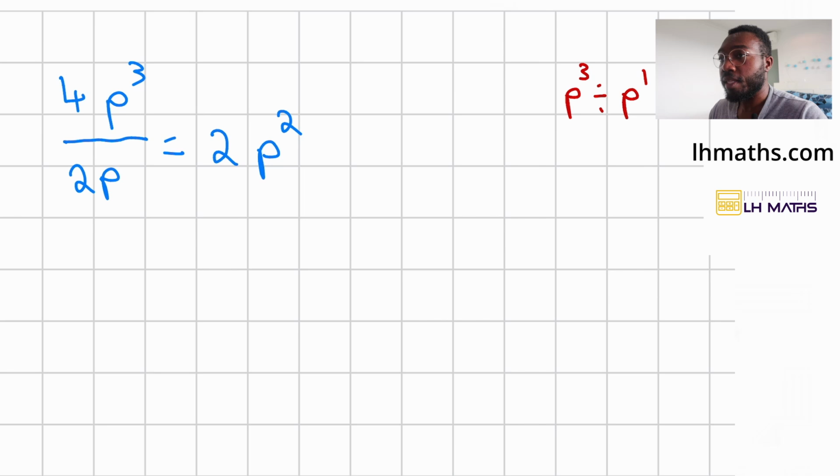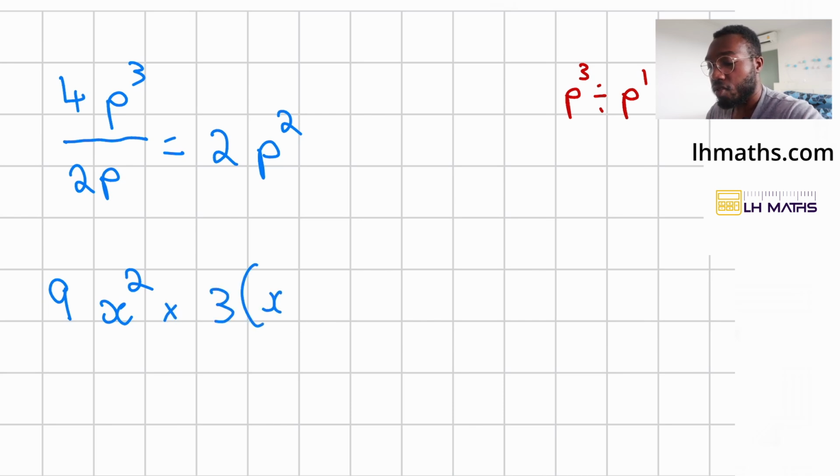Okay, another question we can deal with: 9x squared times by (3x squared) cubed. So for this question, first things first, let's deal with those brackets.